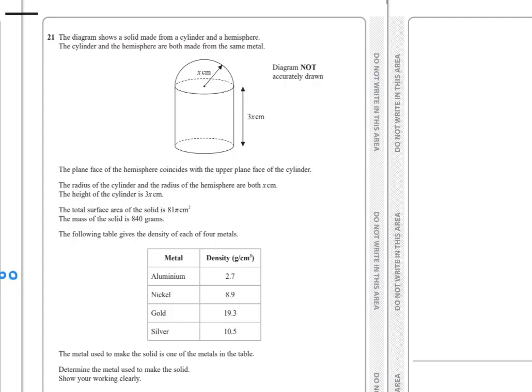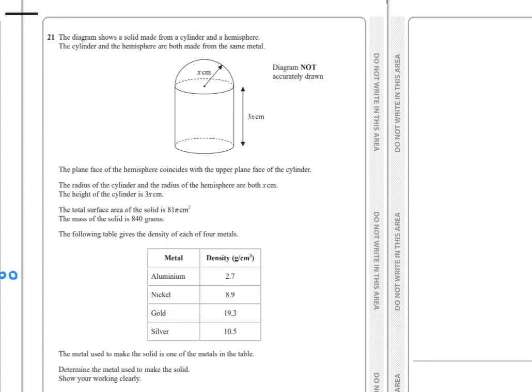21. The diagram shows a solid made from a cylinder and a hemisphere. The cylinder and the hemisphere are both made from the same metal. The plane face of the hemisphere coincides with the upper plane face of the cylinder. The radius of the cylinder and the radius of the hemisphere are both x. The height of the cylinder is 3x. The total surface area of the solid is 81 pi. The mass of the solid is 840 grams.